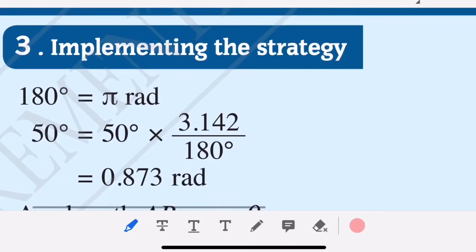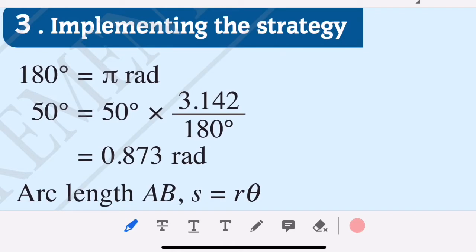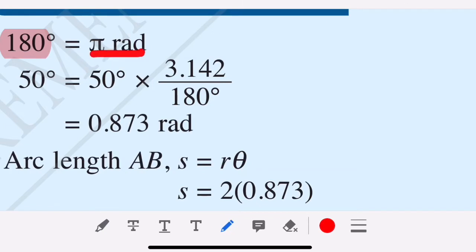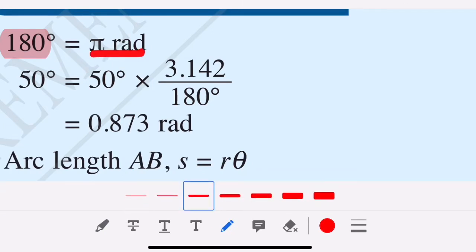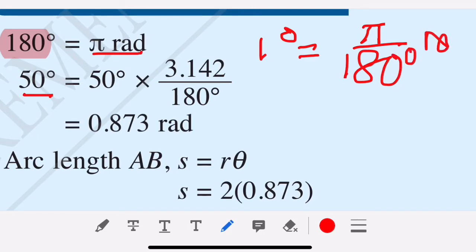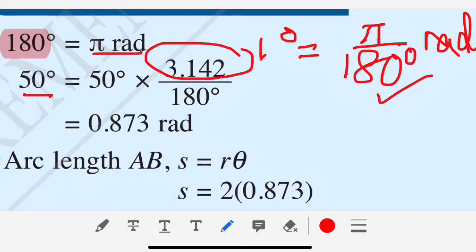Okay, step 3, then we start to do conversion, right? Implementing the strategy. Pi is 180 degree, so pi radian is 180 degree. Now we are given 50 degrees, so we take 50. That means 1 degree is actually equal to pi over 180 radian, right? So you want to convert 50 degrees, so you must take 50 times this one. Use the pi given. So you get 0.873 rad.